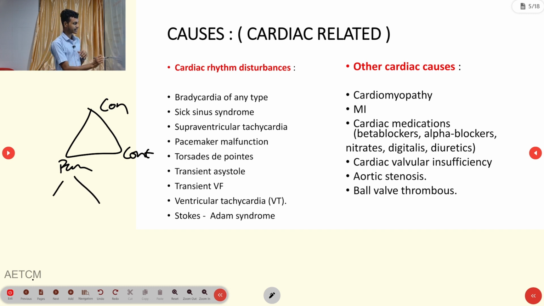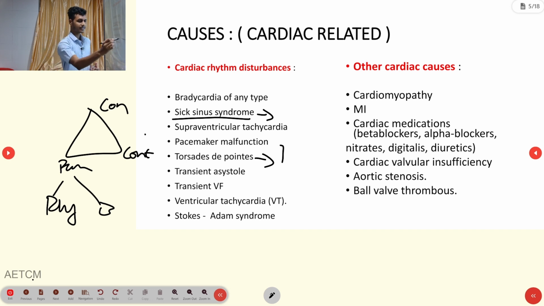Again, cardiac we categorize into two: cardiac rhythm related, and other cardiac causes. Cardiac rhythm wise: bradycardia, sick sinus syndrome, the triple S, where there is some problem in the sinus node itself, so the rhythm is altered. Also supraventricular tachycardia, SVT, pacemaker malfunction, torsades de pointes, which is polymorphic ventricular tachycardia, and transient asystole will cause syncope. Transient ventricular fibrillation, ventricular tachycardia, and Stokes-Adams syndrome as well.